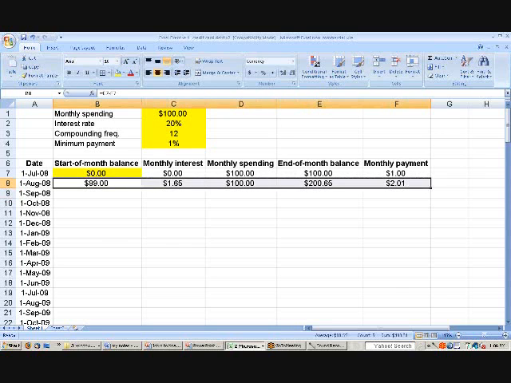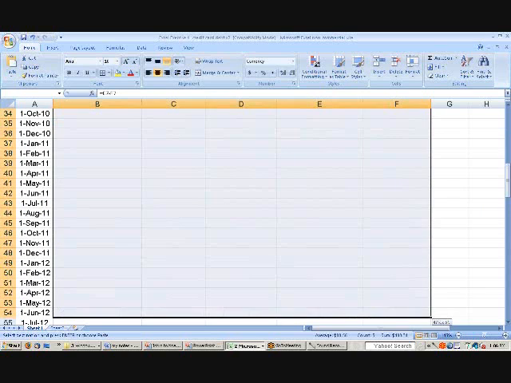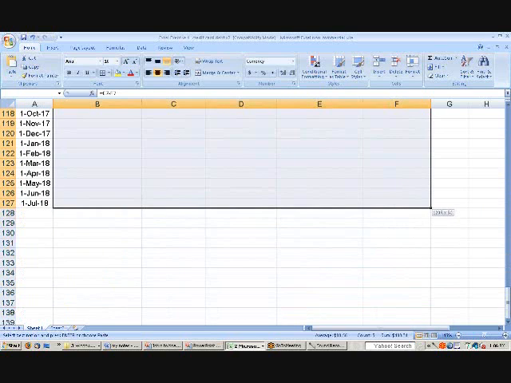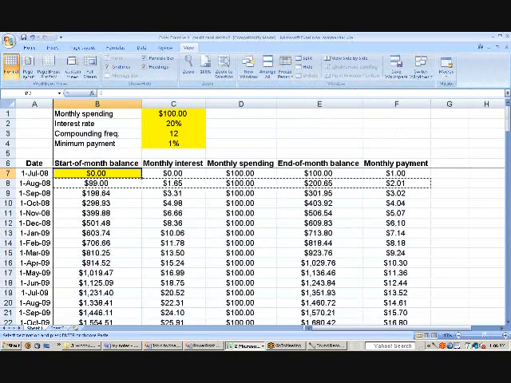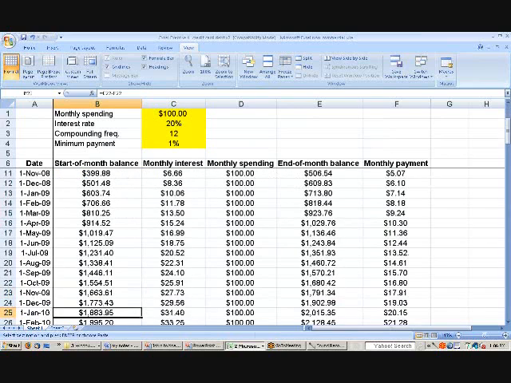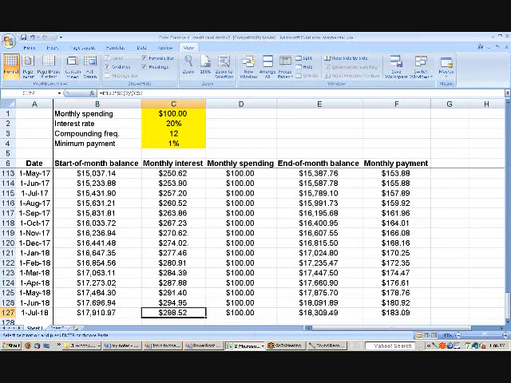So now we should just be able to copy all these formulas down for 10 years. And again, we'll freeze the cells. You go to Window, Freeze Panes. And this way we can scroll down and still see the column headings. So after 10 years' time, we're spending $100 a month. We will owe $17,910.97.